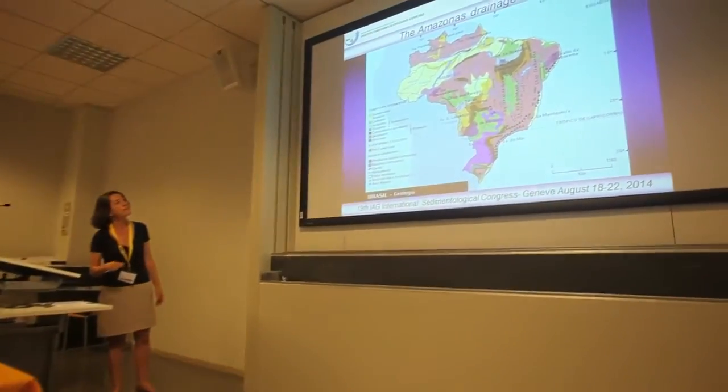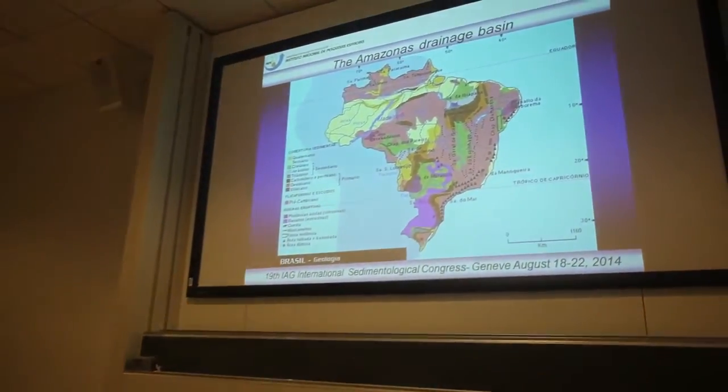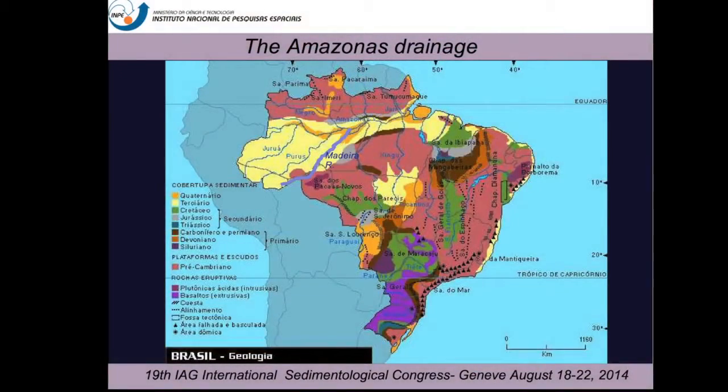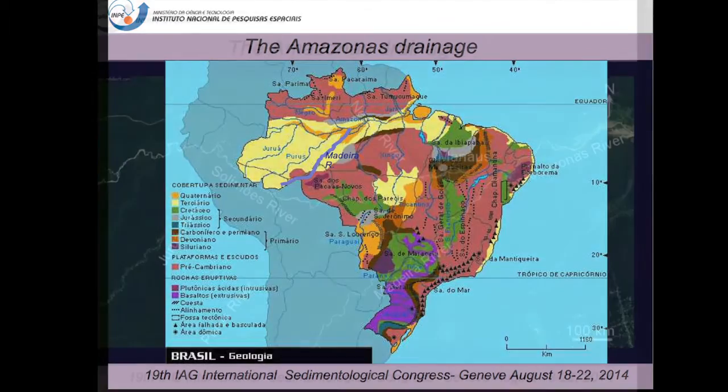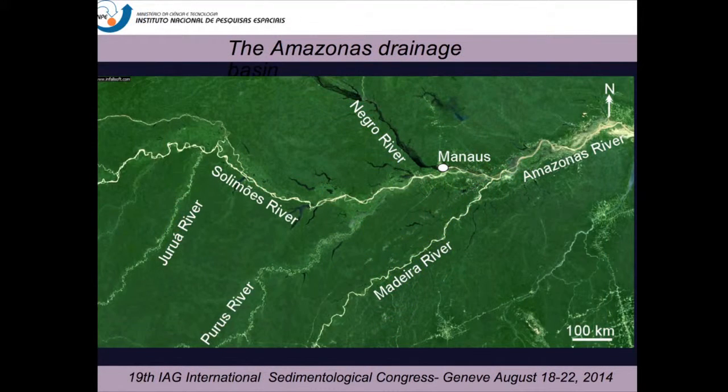So what I'm going to talk about today is this tributary of the Amazon. It's called the Madeira River, which is a main tributary of this Amazon system. And this tributary goes all the way around here, from southeast to northeast, ending in joining with the Amazon River at this place, right close to the Manaus area.